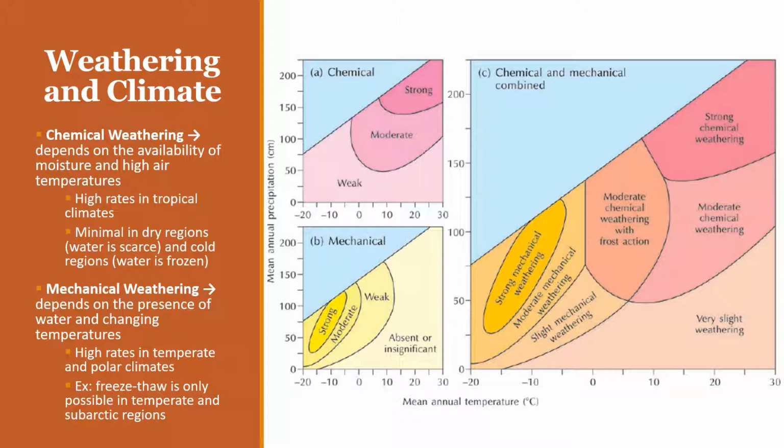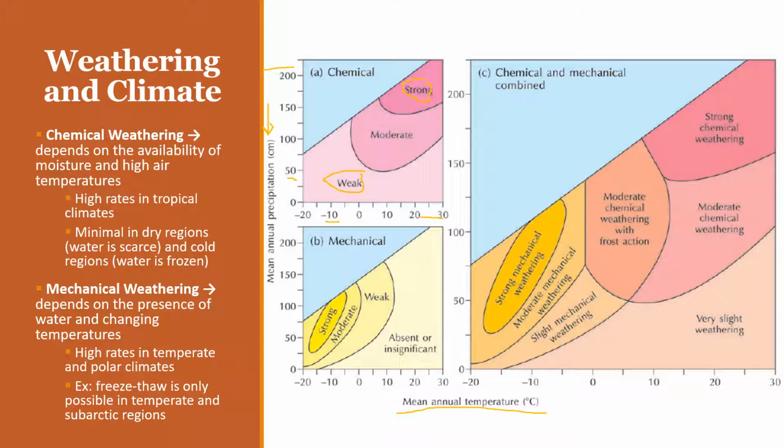So in this graph, we have mean annual temperature on the x-axis, and precipitation on the y-axis. So we're looking at water and temperature. Chemical weathering is going to occur where we have high rates of precipitation and high temperatures. So where's my mouse? I lost my mouse. There it is. Weak chemical weathering, we have low precipitation, low temperatures.